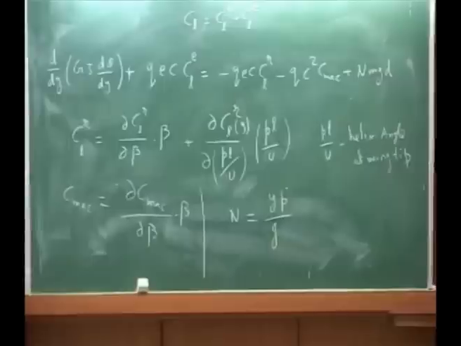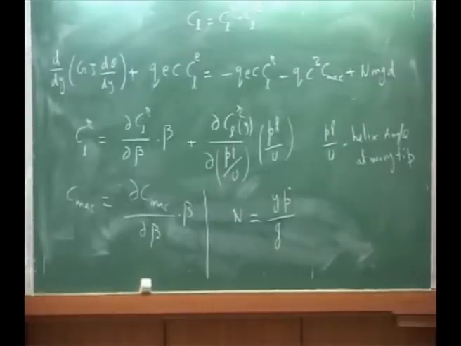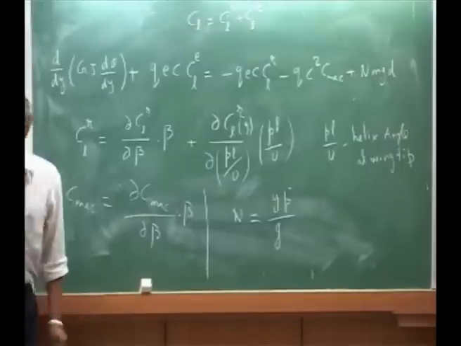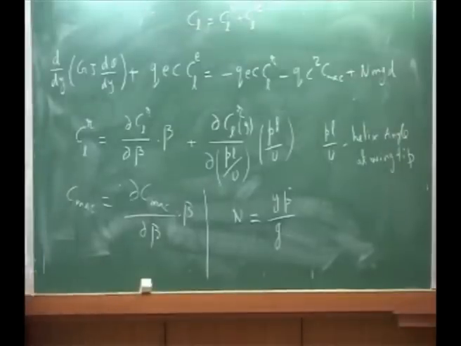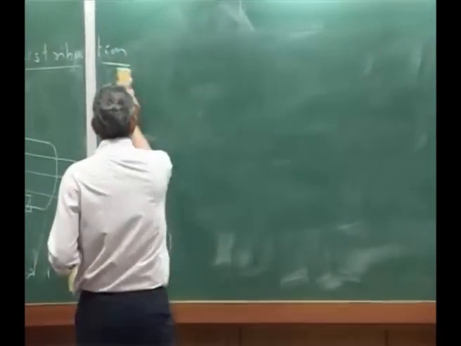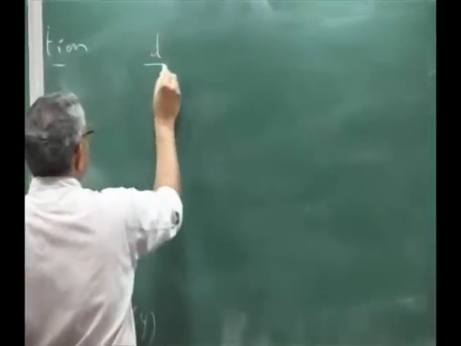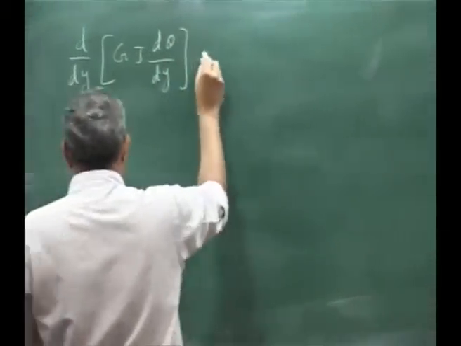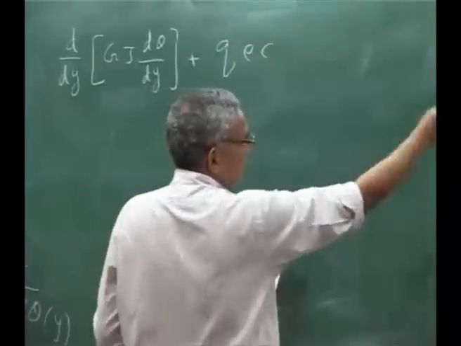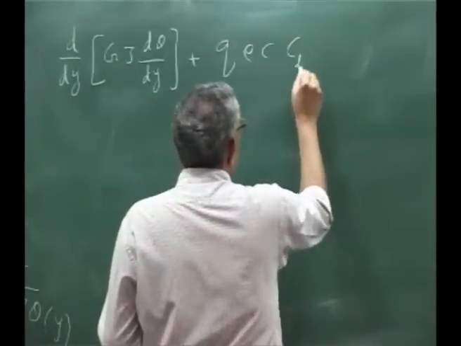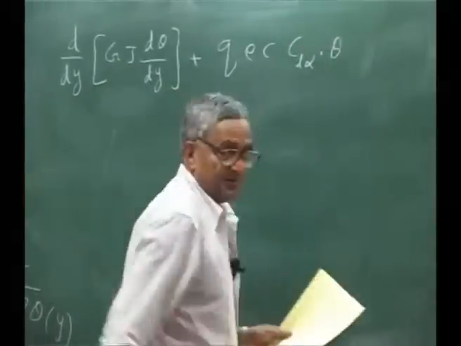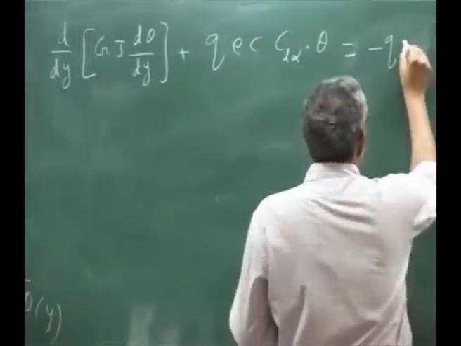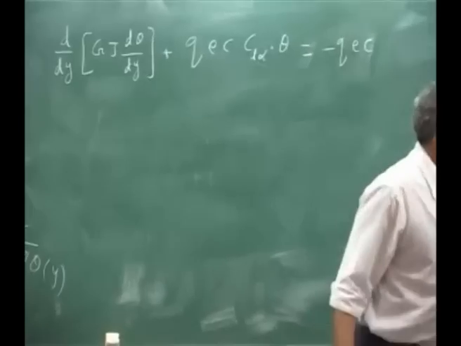Now I go back and write all these things in my equation. Okay. If I write it, I have to substitute, of course, CLE is CL alpha into theta. That's all. So your equation now gets modified after substituting all these things. It will become d over dy of GJ d theta over dy plus q e c. I can write CLE as CL alpha into theta, no problem. But right hand side minus q e c CLR is this term.